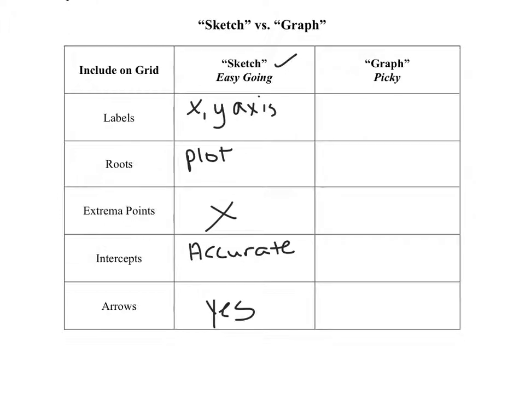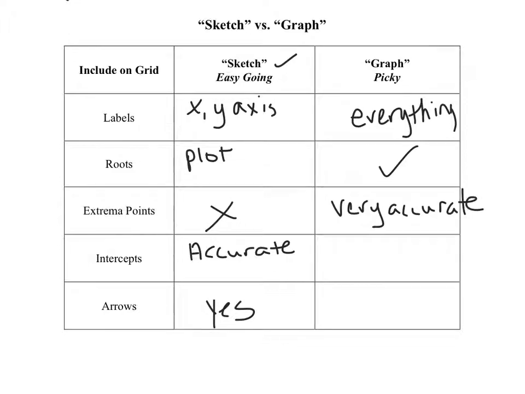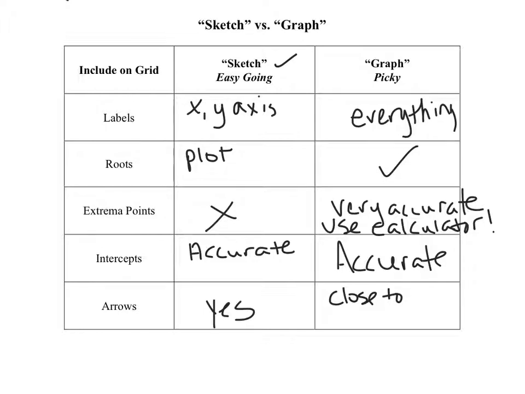With a graph, you want to label everything. Plot the roots. Extrema points must be very accurate. So that just means that you should look at it in your calculator and use your ability to find the max and the min. Sometimes they're decimals, but you should put them in a fairly accurate spot. Absolutely, these should be accurate. And always arrows should be close to the last points.